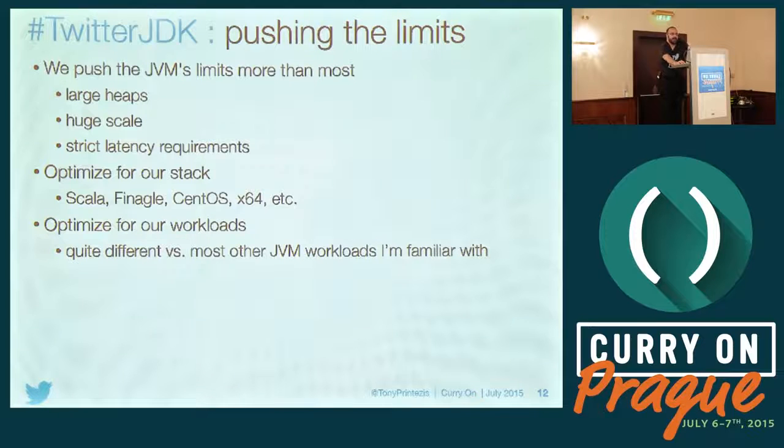So, all right. With Twitter JDK, our services push the JVM's limits more than most. We have pretty large heaps, not the largest I have seen, but pretty large heaps. We have huge scale in terms of the number of JVMs that we run and monitor, etc. And we have some pretty strict latency requirements.